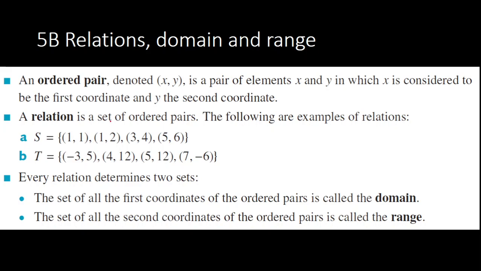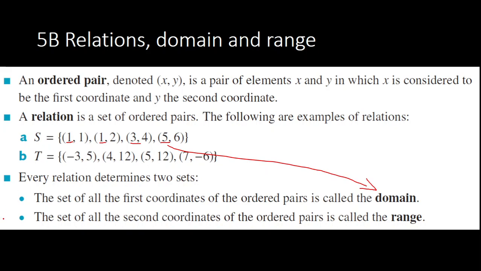Now when you look at, for example, the first set, if I look at the x values, they will be 1, 1, 3, 5. That relates to what we call the domain. So that's the set of all the first coordinates, and respectively the range will be the 1, 2, 3, 4 that correspond to the second coordinates.